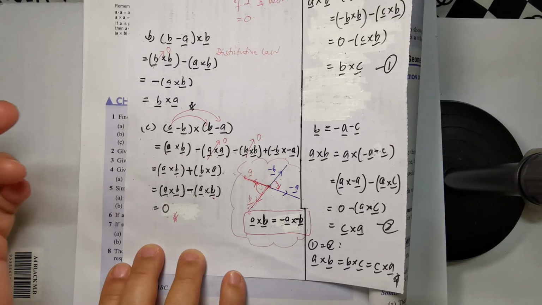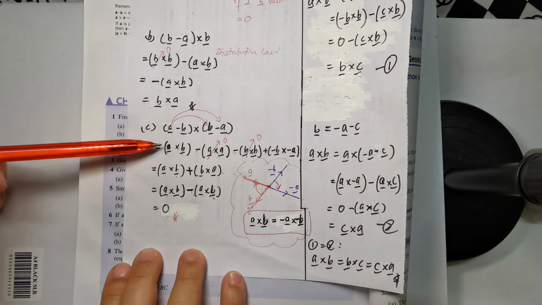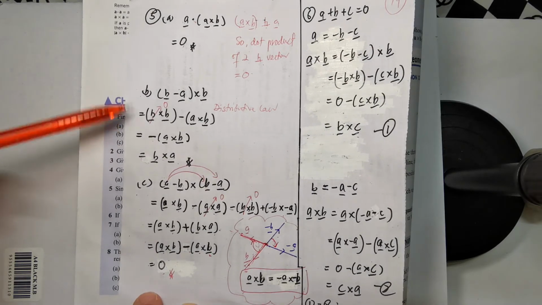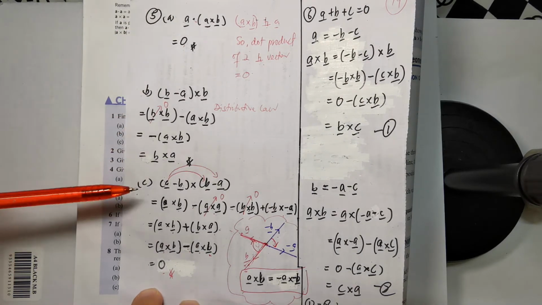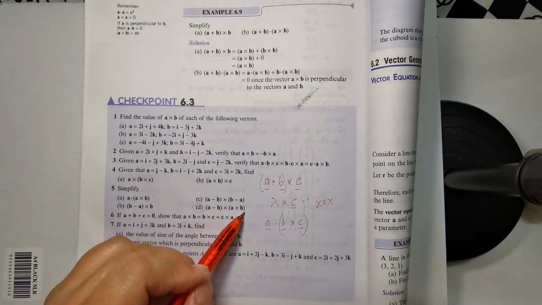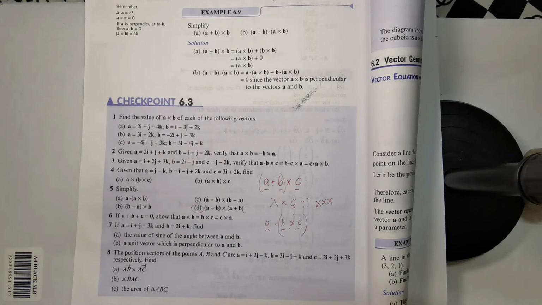So I have simplified A, B, and C. Now I want you to complete D: A minus B cross A plus B. Simplify them and get the answer. Okay, next, question 6.